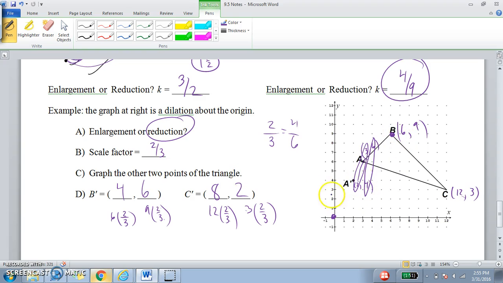If we graph those, so B prime is 4, 6. B prime, and then C prime is 8, 2. We get a triangle that looks the same, it's just smaller and it's closer to our center.